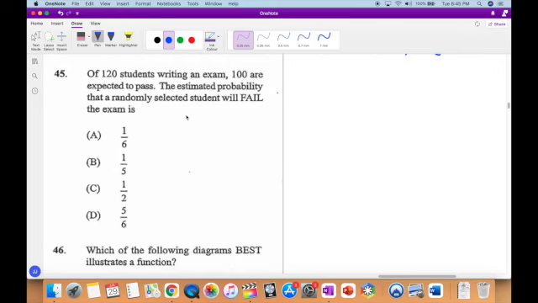Of 120 students writing an exam, 100 are expected to pass. Estimate the probability that a randomly selected student will fail. So the probability of somebody passing is actually 100 all over 120, which is 10 over 12, which is actually 5 out of 6. So there's a 5 out of 6 probability that somebody will pass, and so there'll actually be a 1 out of 6 probability that somebody will fail.